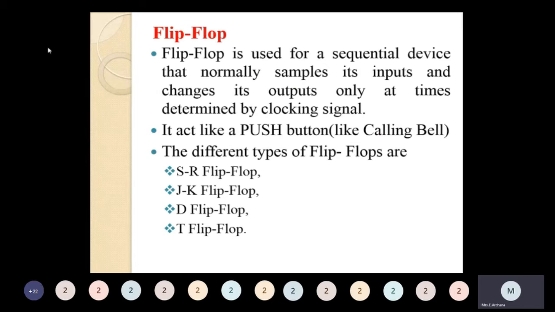There are four different types of flip-flops we are using: SR flip-flop, JK flip-flop, D flip-flop and T flip-flop. SR flip-flop means set-reset flip-flop. Then the JK flip-flop, Jack and Kelly flip-flop. The next one is the D flip-flop, that is, data flip-flop. The next one is the T flip-flop, toggle flip-flop.